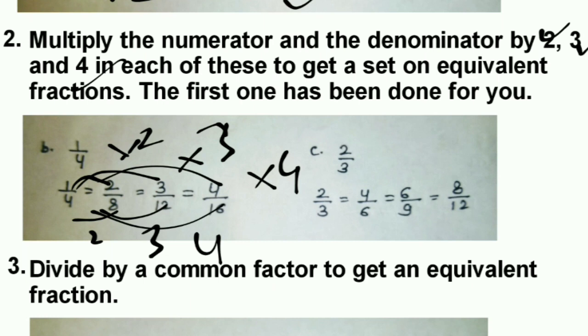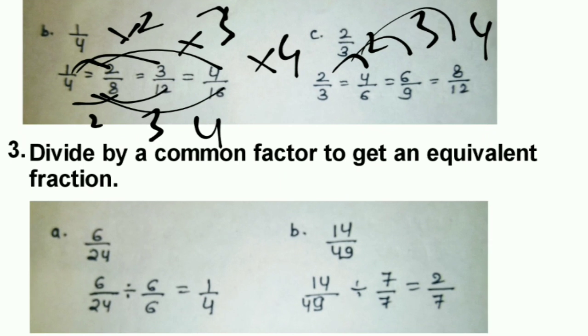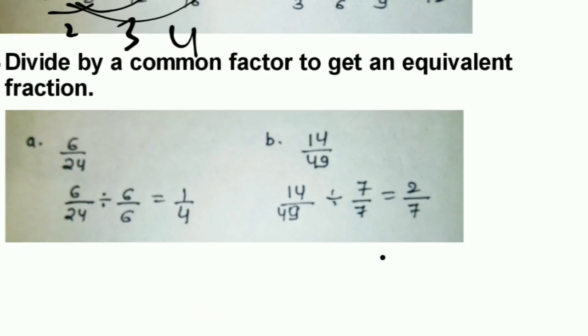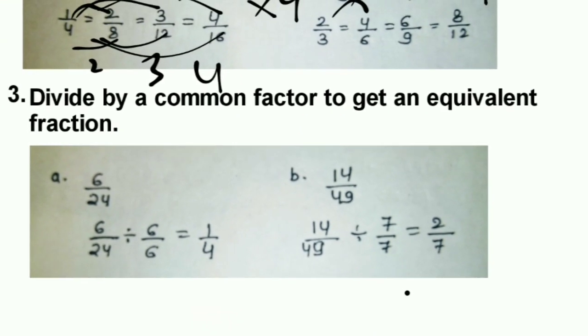One more question I have solved here. It is same. First multiply by 2, then 3, then 4. Next, divide by a common factor to get an equivalent fraction. In this one, we have to divide by the same number. It means an equal number in both the numbers for an equivalent fraction.